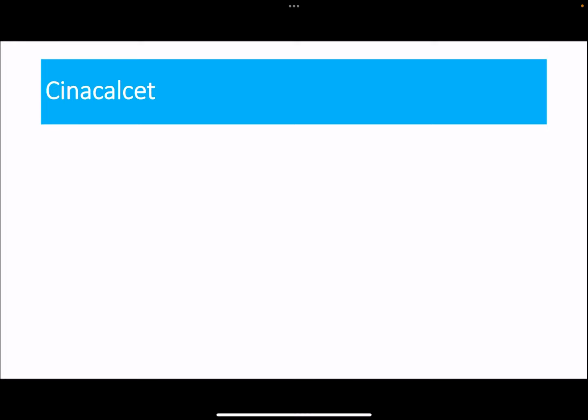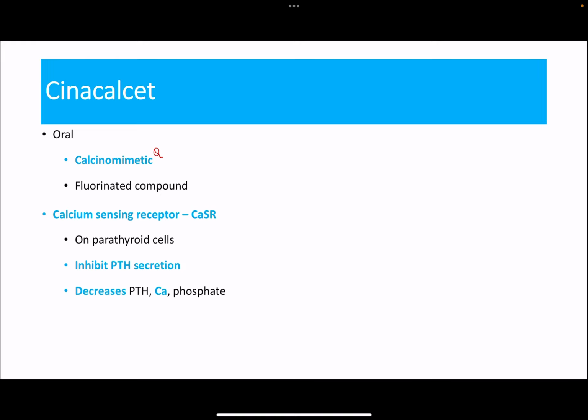So first coming to Cinacalcet. Under this, what you need to remember is basically it is going to decrease the calcium. So they're called calcimimetics, please remember. They can ask in your exams which is the drug which is called a calcimimetic, which is a fluorinated compound, and these are also called calcium sensing receptors.